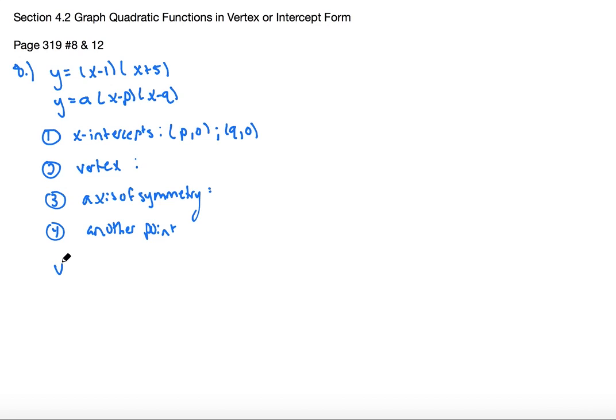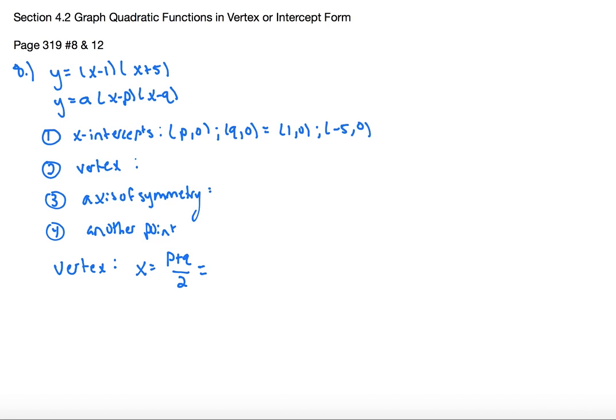Now, for the vertex in this problem, we do have a formula just like we did in the other equations. So to find the x-coordinate, the formula is p plus q over 2. So remember, it's just the average of the x-intercepts because it's symmetrical. So using that, we go back up to here. And in our problem, notice our p comma 0, our p is going to be 1, and then our q is going to be negative 5.